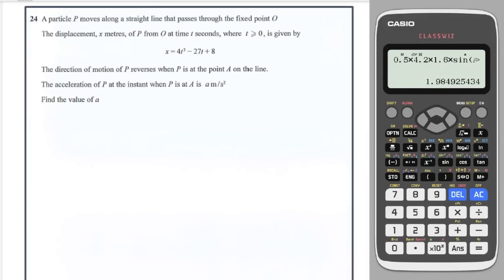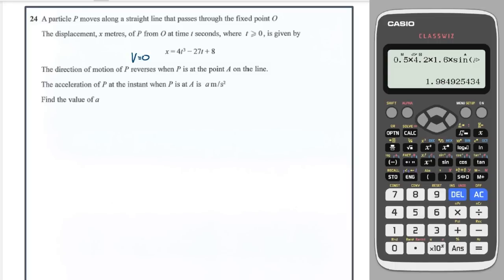Okay, final question. We have a particle moving along a straight line. Displacement is given as x. Normally it's given as s, but it's the same thing. It's in terms of t, which is time, and the direction of motion of p reverses when p is at the point A on the line. So when something reverses, at that particular instant, the velocity must equal 0, because it must stop and then turn back on itself. The acceleration of p at the instant when p is at A is given as little a meters per second. Find the value of little a.